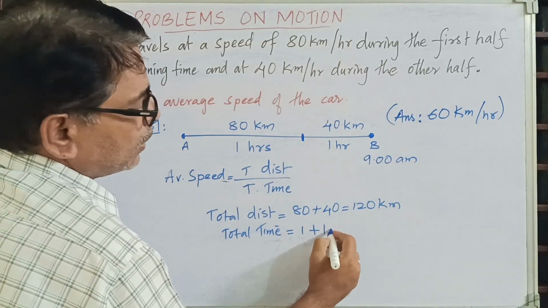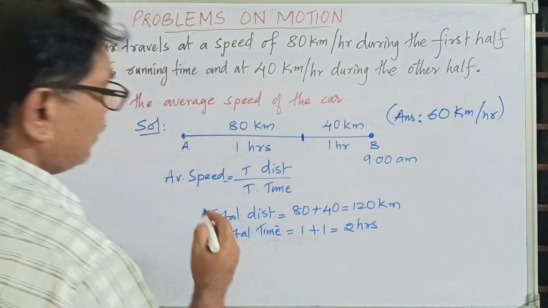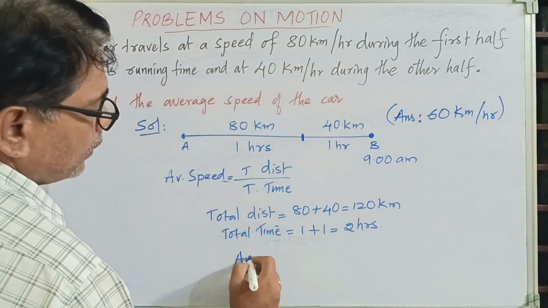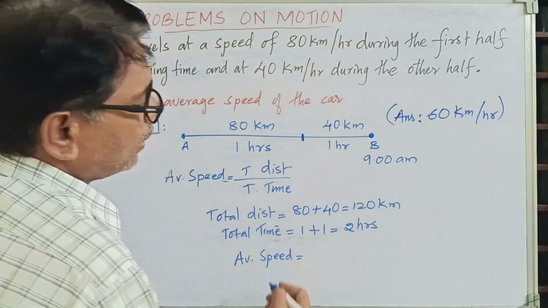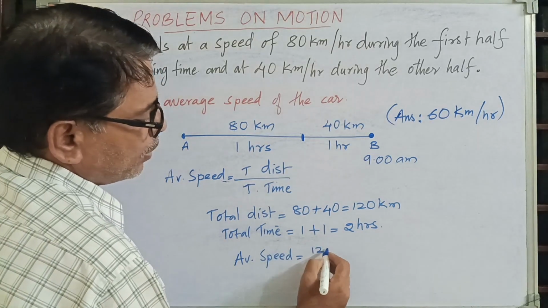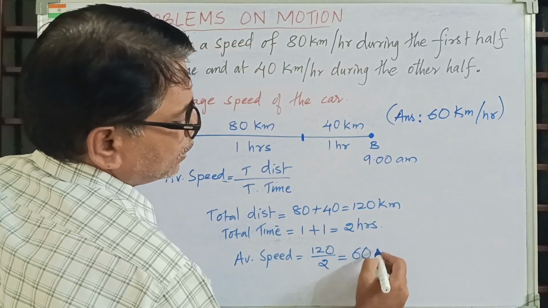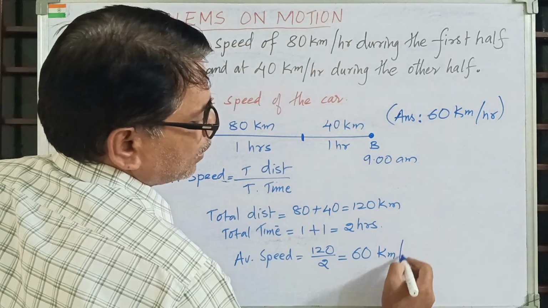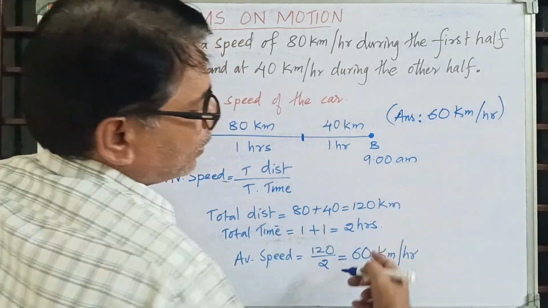1 hour plus 1 hour is equal to 2 hours. Now let us do average speed. Average speed is equal to total distance by total time, as already told: 120 by 2. Therefore your answer is 60 km per hour. This is your answer, 60 km per hour.